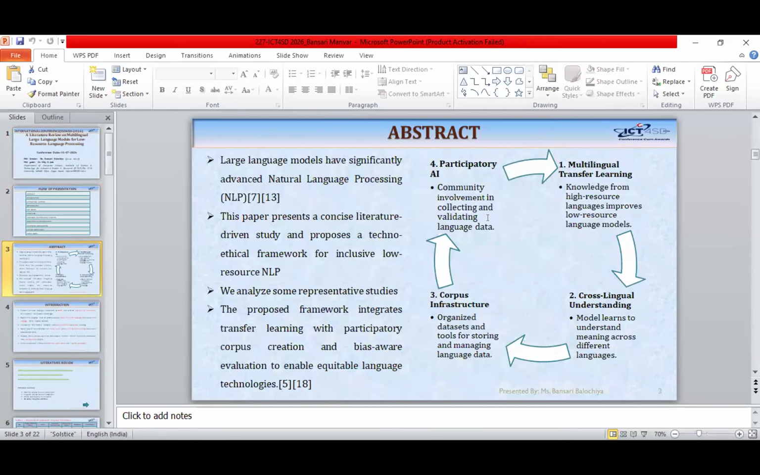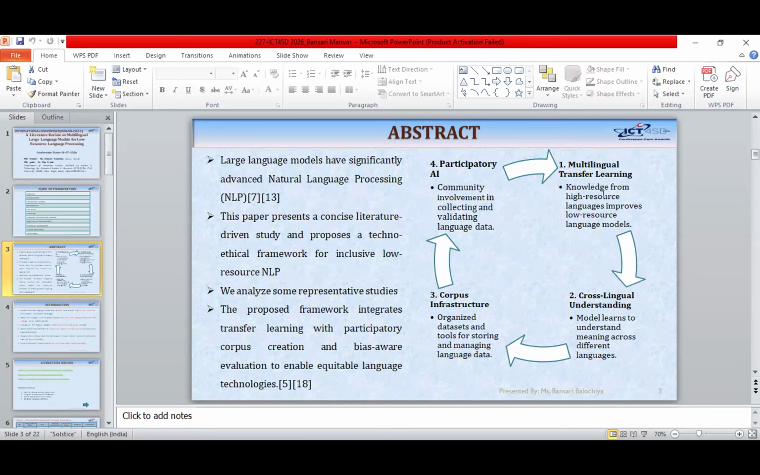Now, second is starting with the abstract. Large language models have significantly advanced natural language processing. Now you can see this paper presents a consensus literature-driven study and proposes a techno-ethical framework for inclusive low resource NLP. So first I have to define just a third point and this figure, multilingual transfer model.